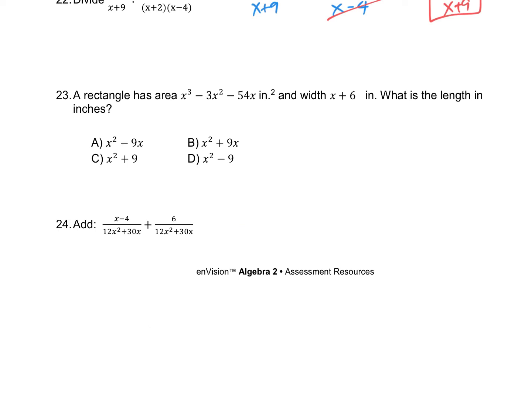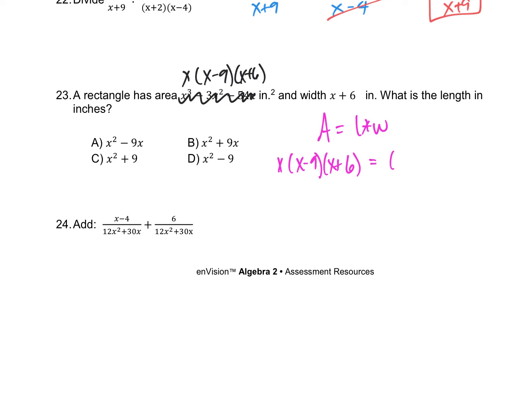Okay, on number 23, I am actually going to factor that one for you too. So this is what your problem will look like. And what we need to know is that a rectangle has an area of that expression, and the width is x plus 6. So in order to find the length, remember, an area is length times width, and we know the area, x times x minus 9 times x plus 6. And we know the width, x plus 6, and we want to find the length.